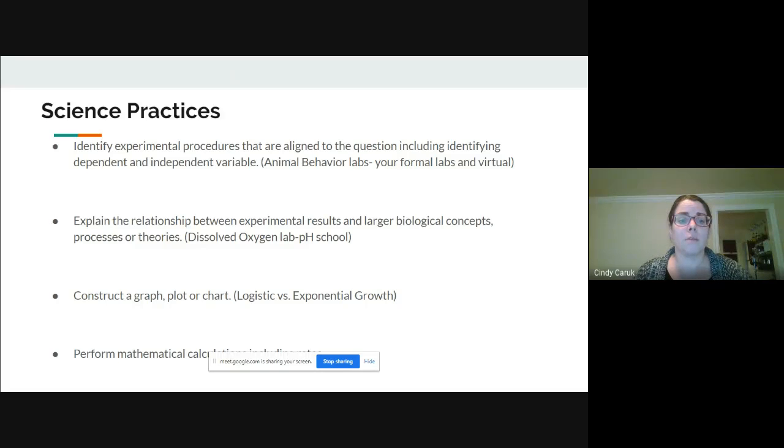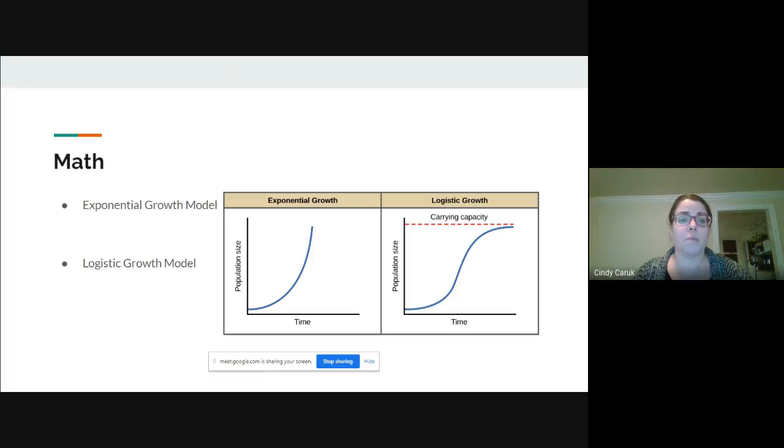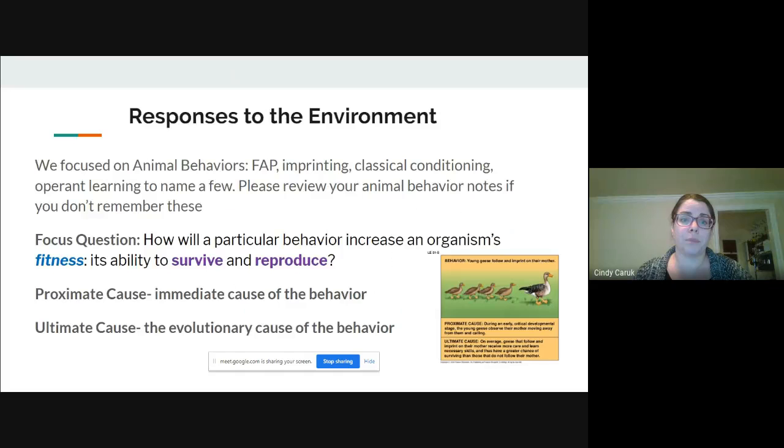Constructing a graph, plot, or chart, that's logistic and exponential. And performing calculations, which we had a bunch. So our math here was exponential growth model and logistic growth model. There's also the Simpson Index, but that's going to be in the next lecture.